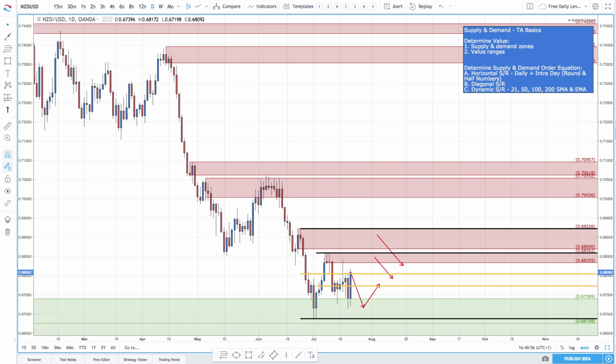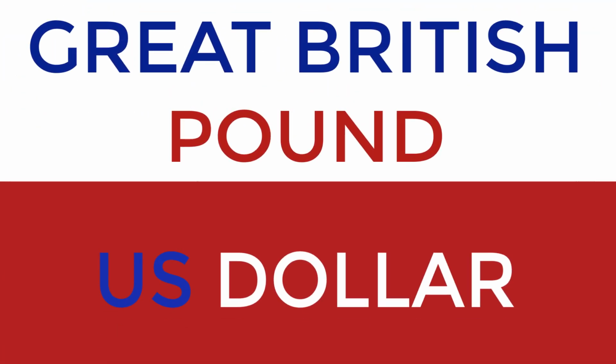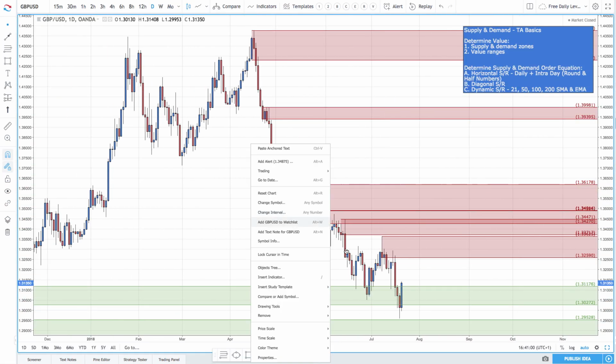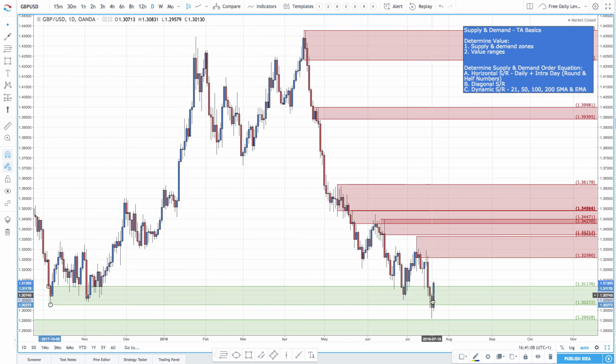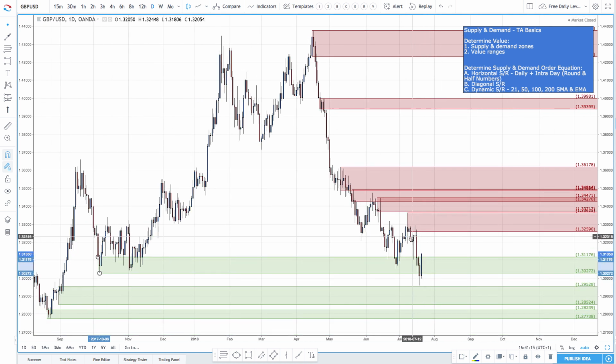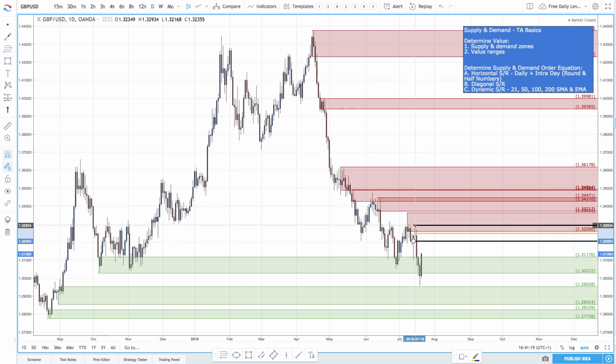So moving on to the pound dollar. Pound dollar, same thing. What we did last week is we kind of broke through, but we didn't touch this demand zone here. This could be potentially just a stop hunt. So I'm going to keep this demand zone right here.